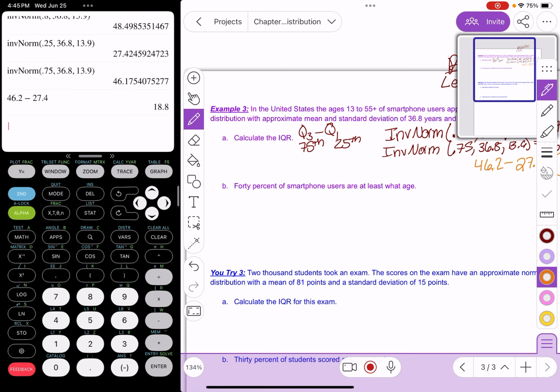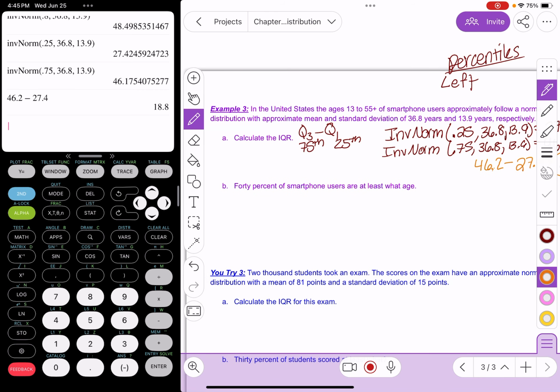And then for B, 40% of smartphone users are at least what age? So at least is greater than or equal to. If you have a calculator that has the left, center, right choice, you're going to do the same thing and just change it to right. You're going to do 0.4, 36.8, 13.9, and change it to right. If you're using the app, you don't have a left, right, center choice.